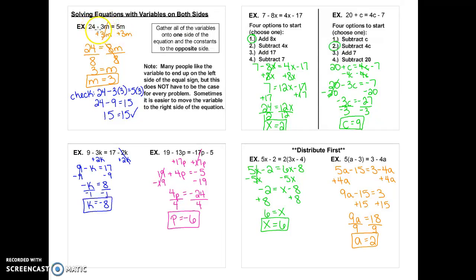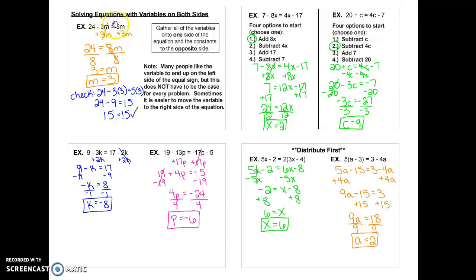Now, it was a negative 3m. You were subtracting 3m originally. So in order to move it, I have to add 3m because I want these to cancel. Okay, so a negative 3m plus 3m will give me a 0. That's what I want to happen there. So when I add it to the other side, I end up with an 8m because I can combine like terms just like we've done before. 5m plus 3m is 8m. And then I can carry down my 24 because those 3m's canceled.